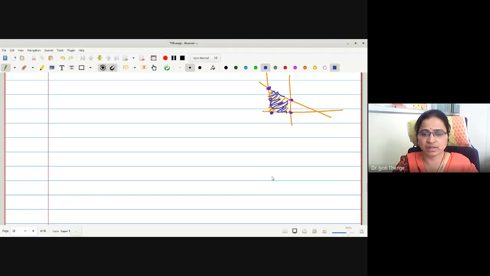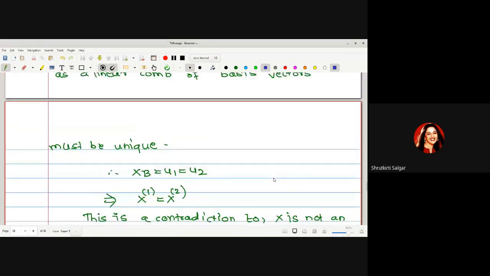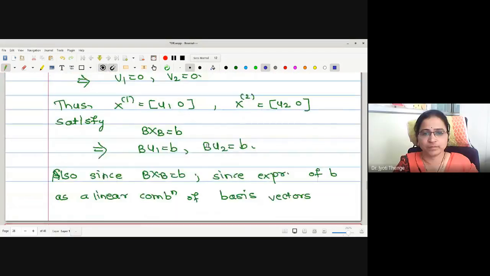The first fundamental theorem. Hello, ma'am. Yes. Please repeat the second last step once again. From this point, x1.